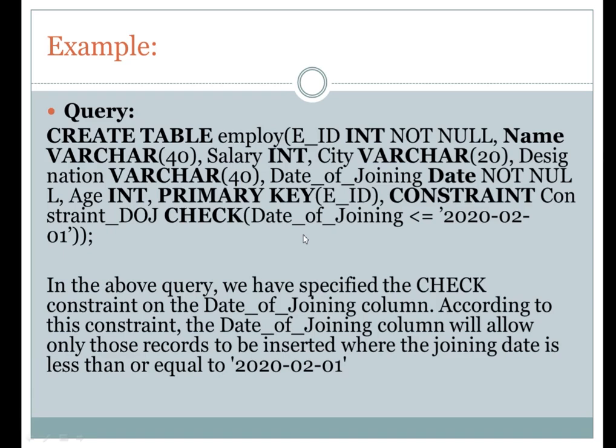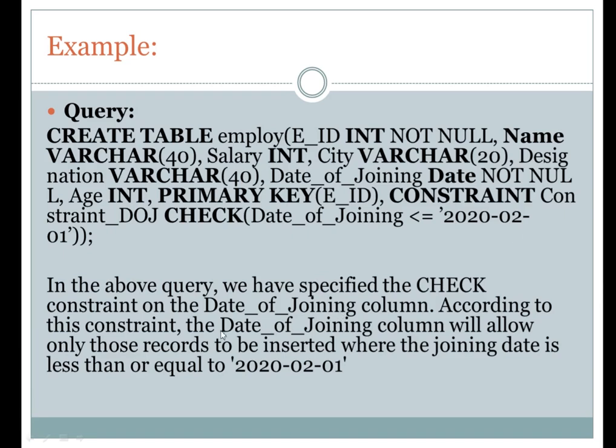Now one example on this: create table employee ID, which is integer and also not null, name, that is varchar with size 40, and salary, which is integer, city varchar with size 20, designation varchar, date of joining, date not null. Date is our data type. Age, which is integer, and also primary key on employee ID. Now constraint underscore date of joining, check whether date of joining is less than or equal to the mentioned date.